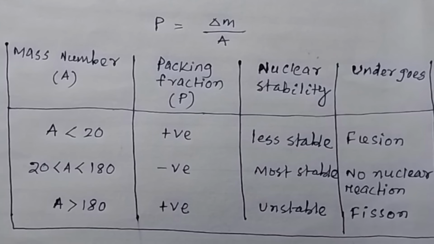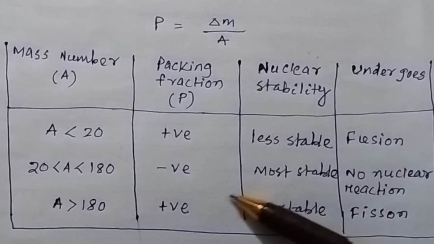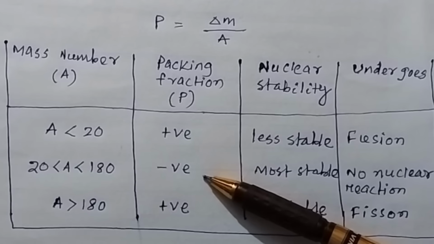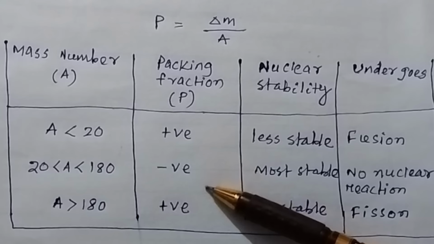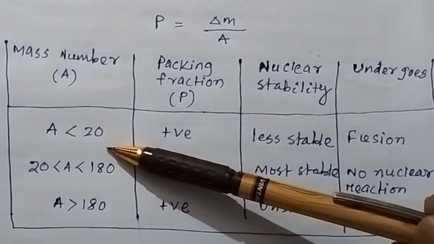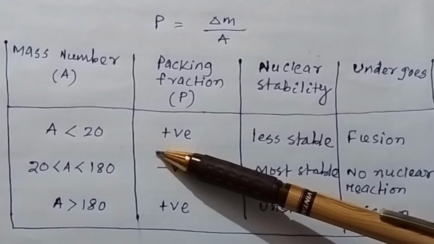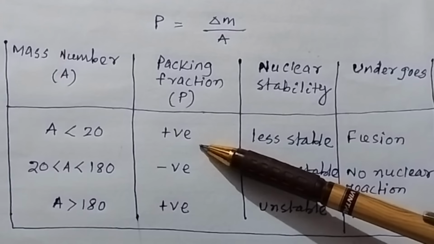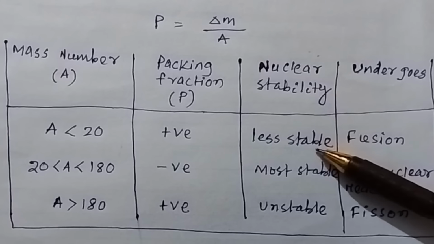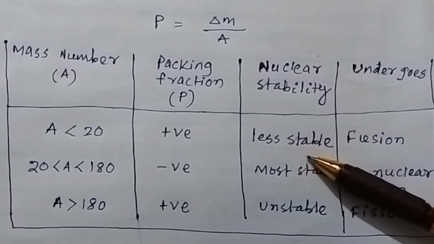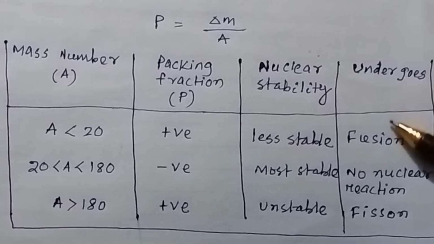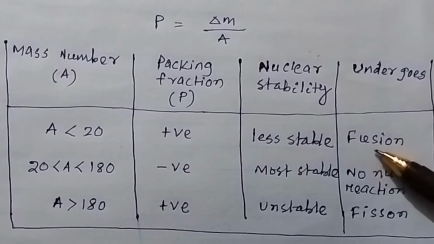You have to consider three cases of packing fraction: one is positive, the next is negative. For mass number less than 20, if A is less than 20, then packing fraction will be positive. And what will be the nuclear stability? Nuclear stability is less. The nucleus is less stable, and the nucleus undergoes fusion reaction.